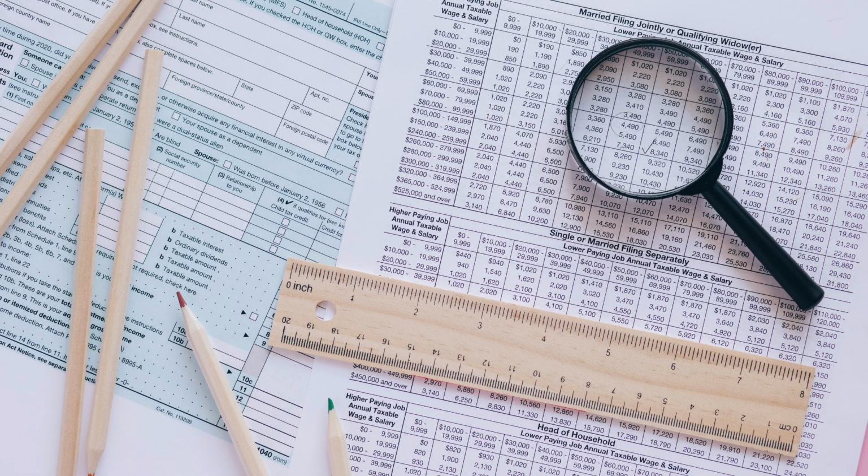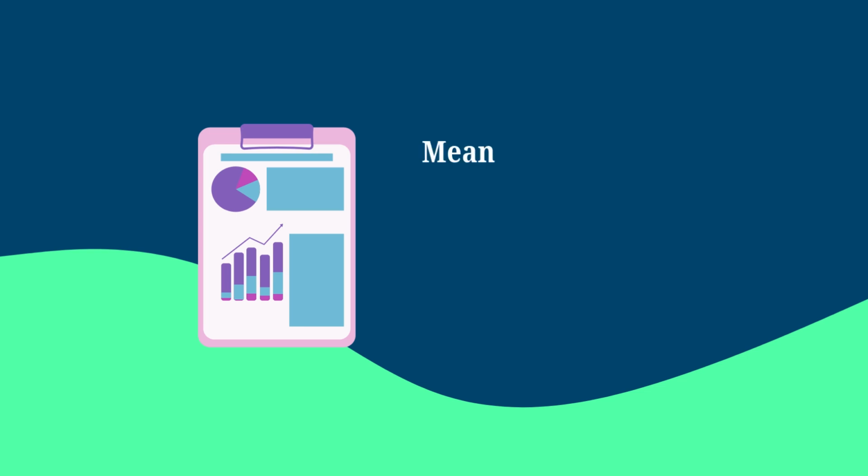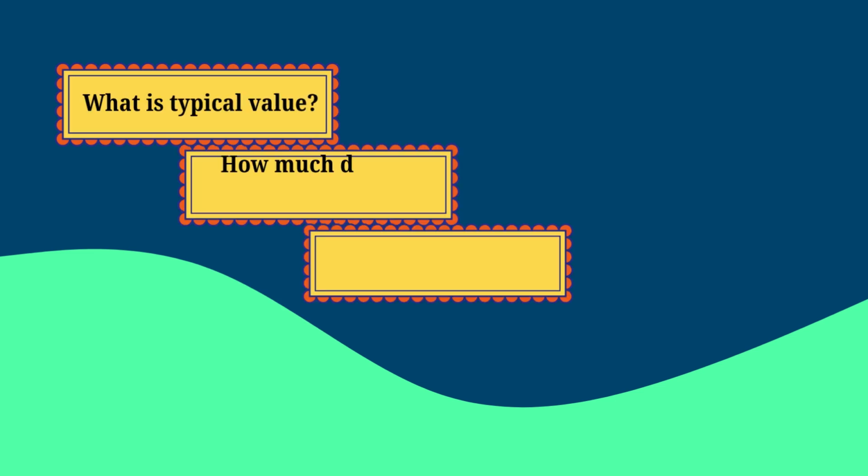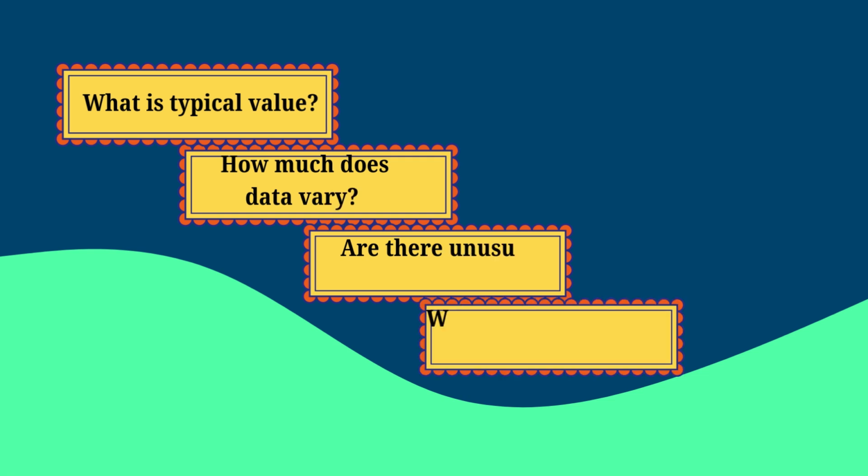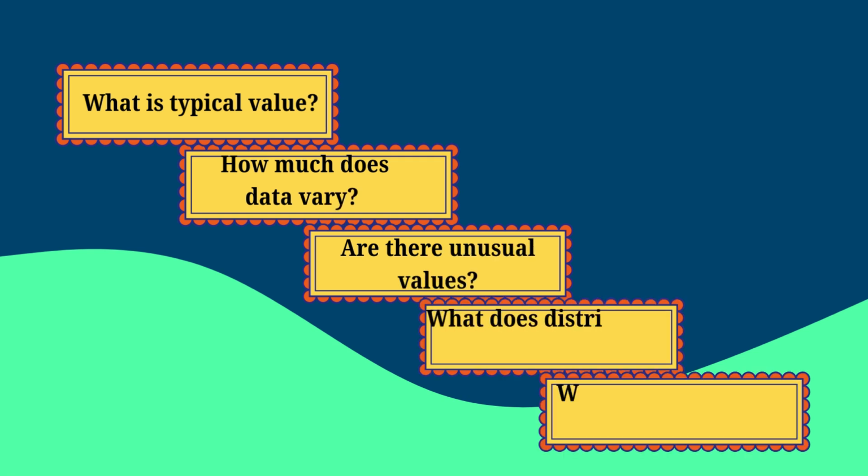Descriptive statistics help us summarize, simplify, and explore data. Think of it as creating a clear, organized introduction to your dataset. Instead of presenting thousands of raw values, descriptive statistics help you communicate such things as: what is a typical value, how much does data vary, are there unusual values, what does the distribution look like, what initial patterns can we observe. In other words, descriptive statistics convert raw data into a meaningful, easy to interpret snapshot.